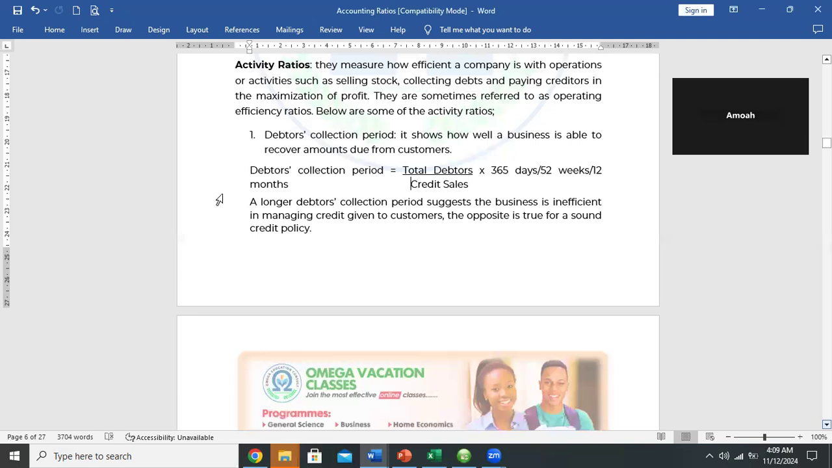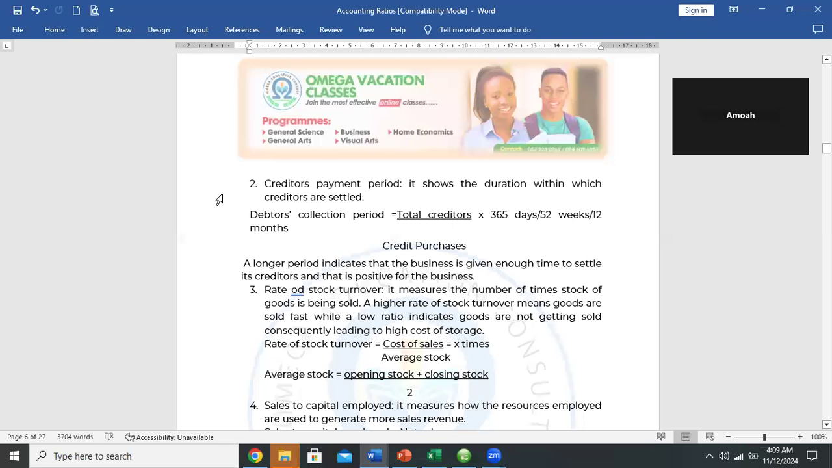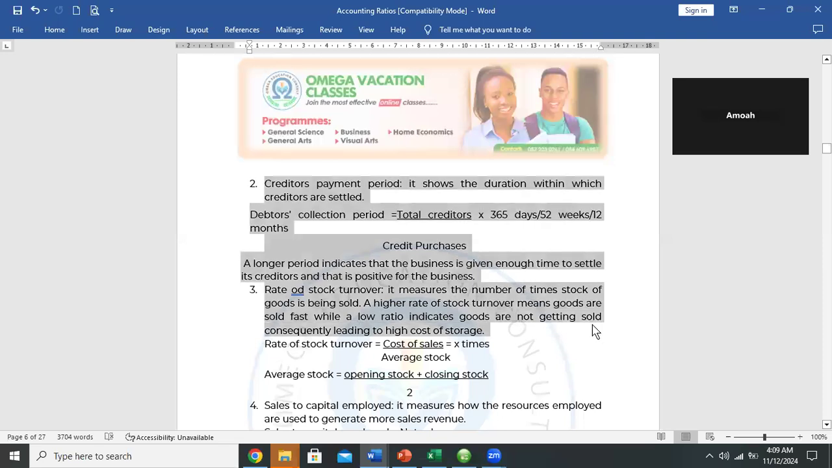I want one person to read the creditors' payment period as I've highlighted. So unmute and read for us.